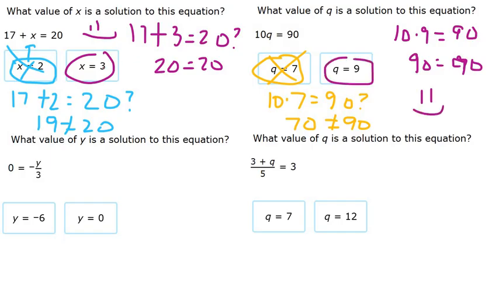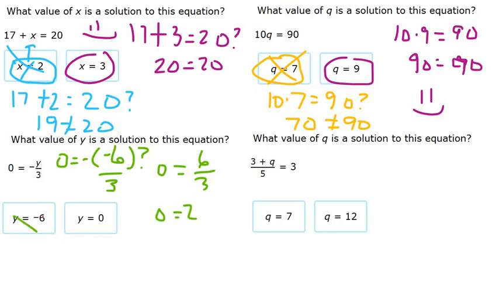And for the next one, 0 equals negative y divided by 3. That's a fraction. Anytime you see a fraction, we should be thinking of division. So for negative y, we have to be really careful. If we put a negative 6 in there, does 0 equal the negative of negative 6 over 3? Well, 2 negatives make a positive, so does 0 equal 6 divided by 3? Well, 6 divided by 3 is 2, so this is no. We'll cross that one off.